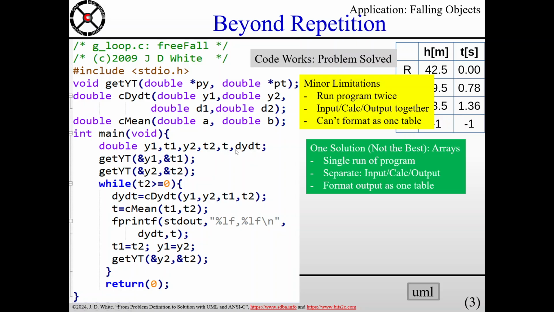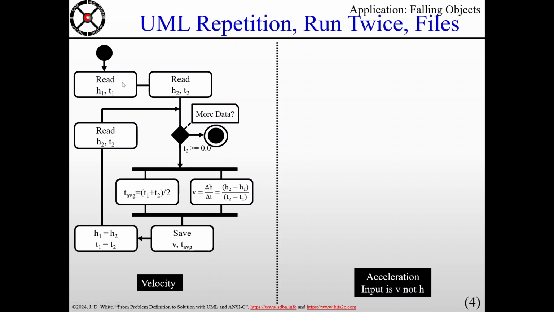Let's go back to the UML. This is the UML of our program. Read H1 and T1, read H2 and T2. If there's more data, we continue on. We take the average, we calculate velocity, we then save velocity and time. We then put the value of H2 into H1, and T2 into T1. We read a new value of H2 and T2, and we check: if T2 is greater than 0, we just keep going. That would allow us to calculate the velocity.